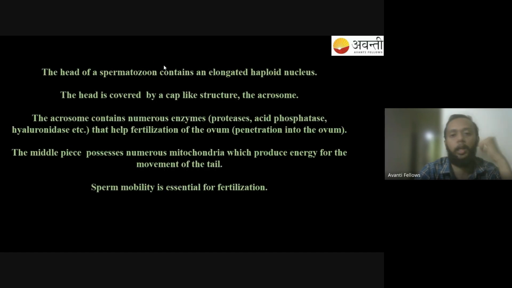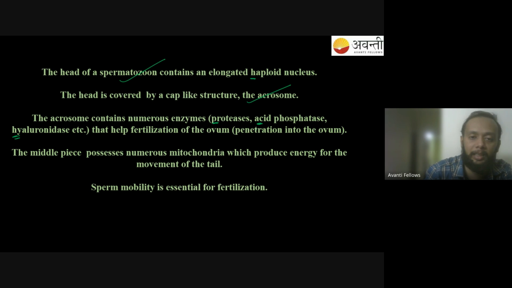Now, these are the things we have discussed. Let's have a look at them. The head of the spermatozoon contains an elongated haploid nucleus. We know that. The head is covered by a cap-like structure called as my acrosome. That's a bag of enzymes, right? Acrosome contains numerous enzymes like protease, acid phosphatase, hyaluronidase, right?